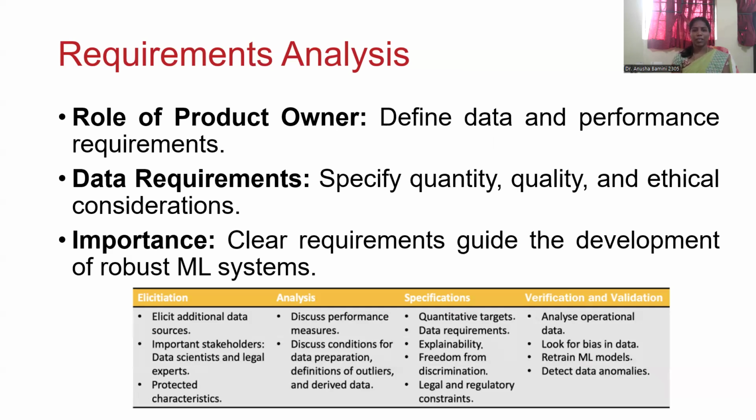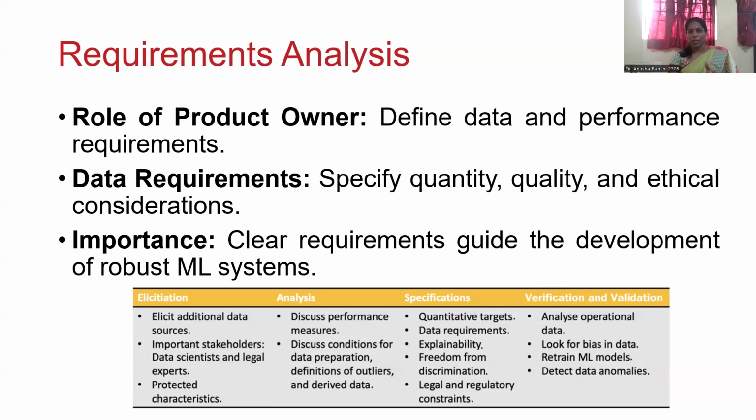Then the performance of the particular model is analyzed, and if any outliers or errors are coming in, they can be analyzed at the analysis level. Then specification means data requirement and explainability. The legal and regulatory considerations are checked in the specification. The operational data and bias, retraining the machine learning model, and detecting data consistency, everything is done in the verification and validation. Okay, so at the time of developing a model, we need these three requirements.